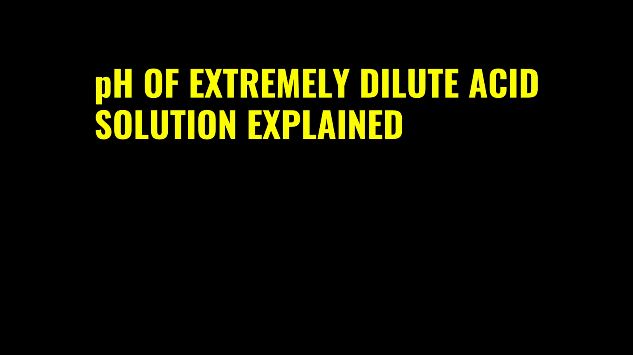Hello and welcome to this video on pH of extremely dilute acid solutions explained. We will explain how to calculate the pH of extremely dilute solutions here using this formula: pH is equal to minus log of hydrogen ion concentration, using a problem given on the next slide.